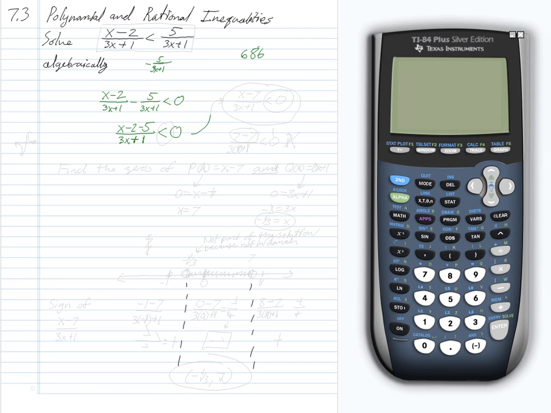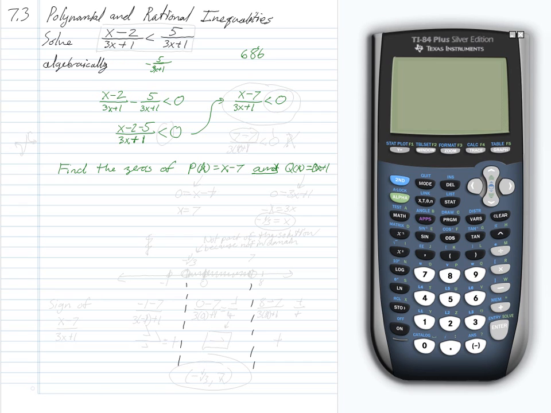Alright, so simplifying just a little bit further, this is actually (x minus 7) over (3x plus 1) is less than 0. So we could then graph this rational function on the left. But we have a slightly shorter way of doing things. So we want to find the zeros of the numerator, p of x, in this case x minus 7, and of the denominator, q of x, which in this case is 3x plus 1.